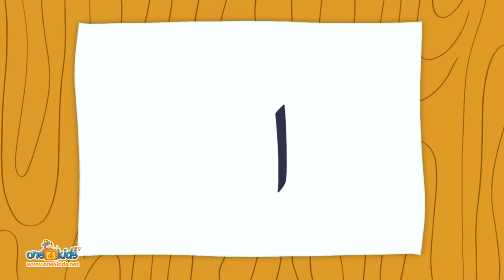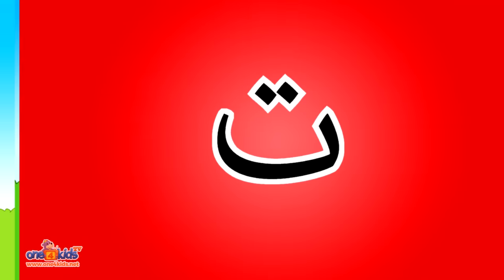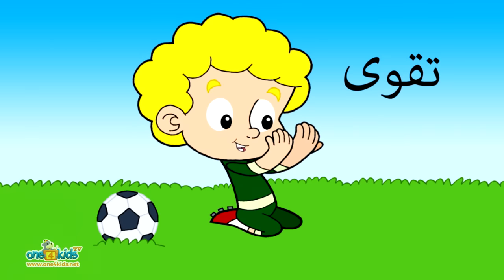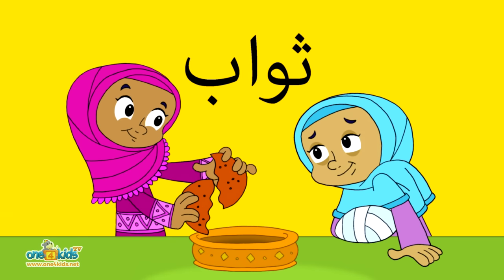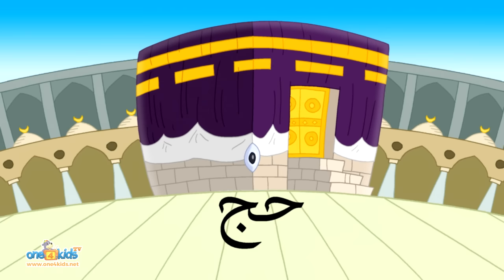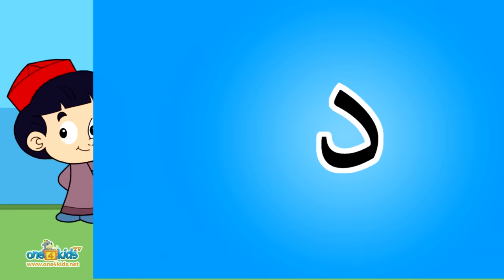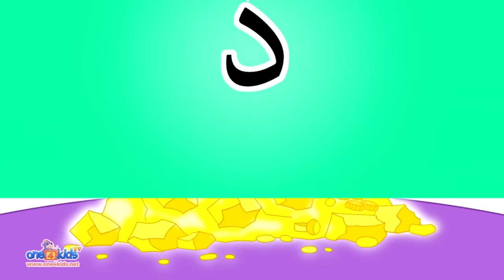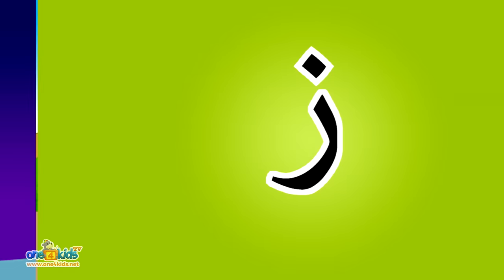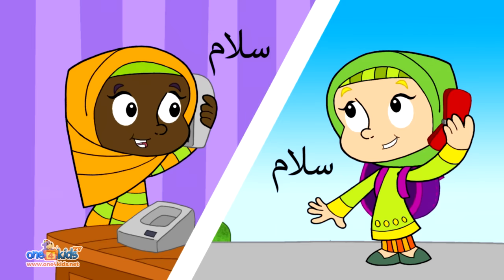Alif is for Bismillah, Ta is for Taqwa, and Tha for Thawab. Jim is for Jannah, Ha is for Hajj, Kha is for Khalid, and Dal for Dawood. Dhal is for Dhahab, Ra for Ramadan, Zain is for Zakat, and Sin for Salam.